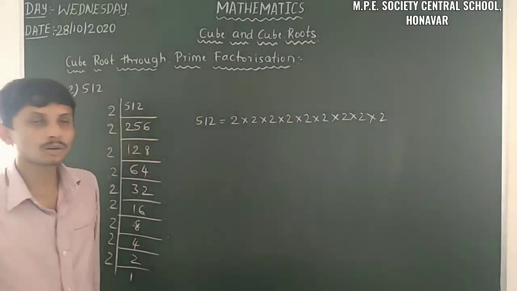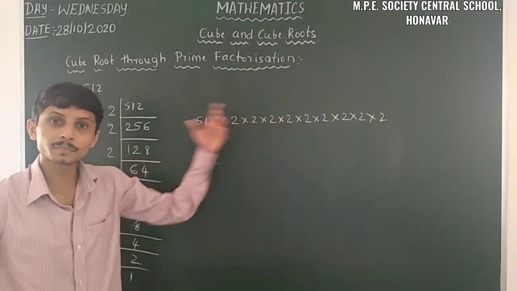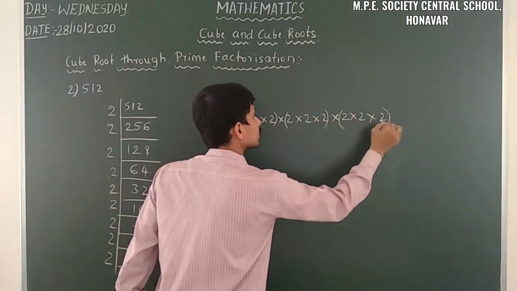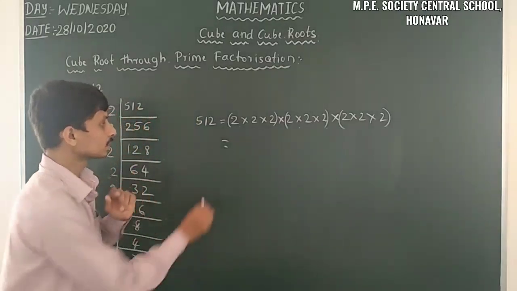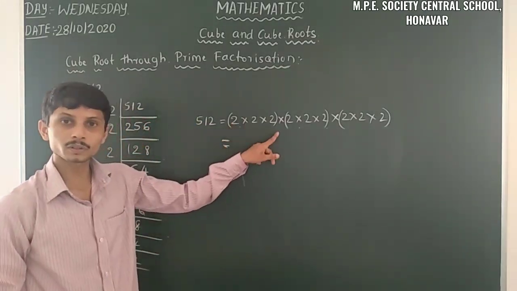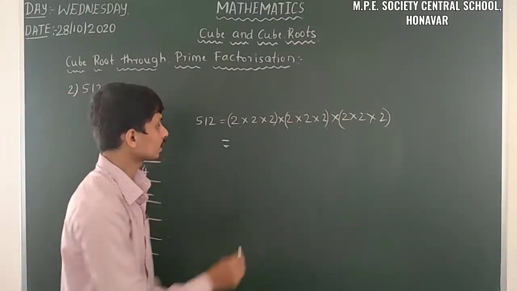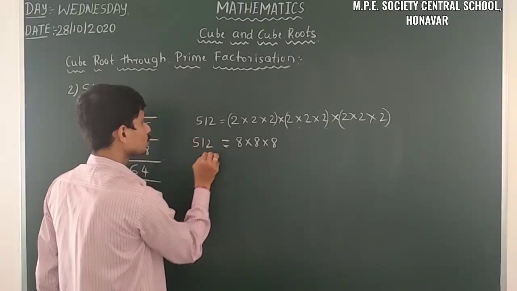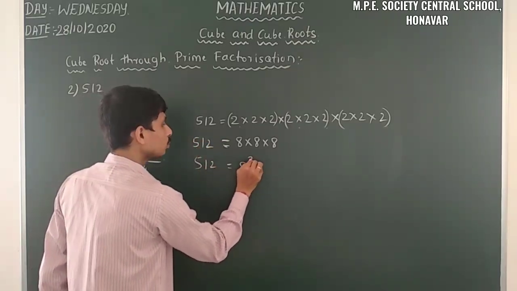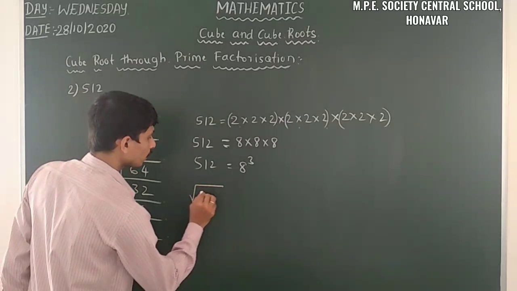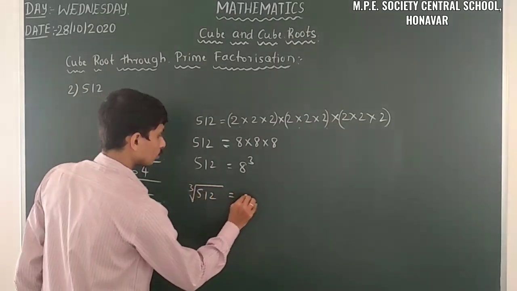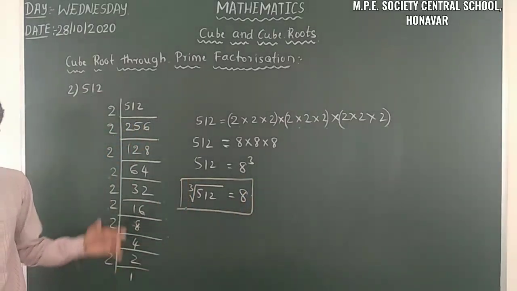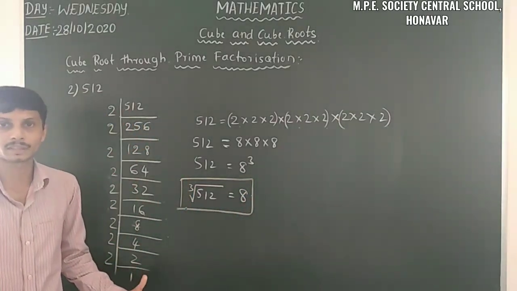So here we have to make 3 groups. There are 9 2's, which means we group them into 3 groups. Like this, it becomes 2 into 2 is 4, 4 into 2 is 8. Here also 8, and here also 8. That is 8 into 8 into 8 is equal to 512. So 512 is equal to 8 cube. Then the cube root of 512 is equal to 8. We got the answer with the help of the prime factorization method.